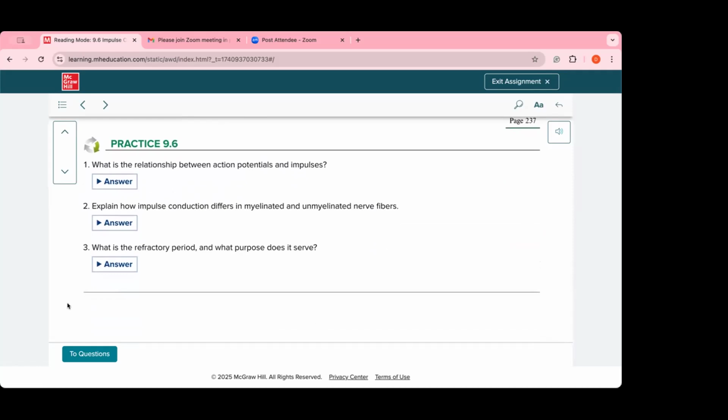This is all the. Okay, let me see. What is the, an action potential propagates as, and positively charged.